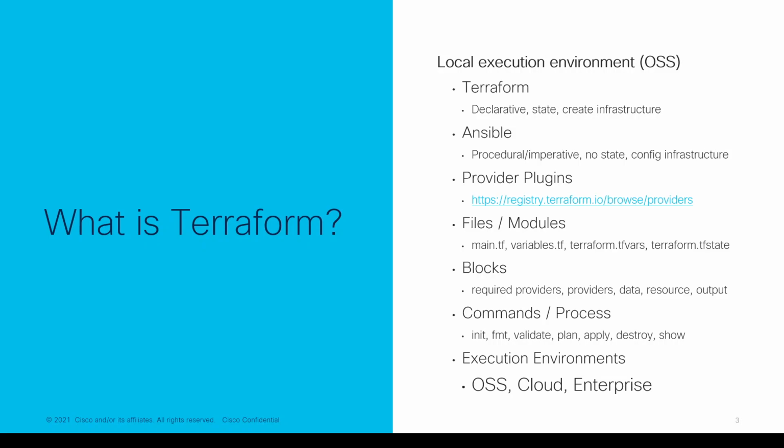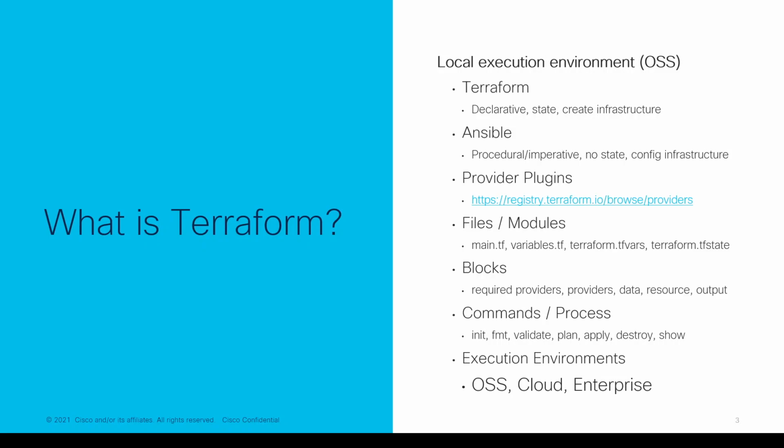Now, in terms of files and modules, the way that we write Terraform code is in files. And so I've listed 4 files here. We've got main.tf, variables.tf, terraform.tfvars, and terraform.tfstate. Now, main.tf, the idea here is that this is where you're going to write most of your code that creates different types of resources on whatever target system it is that you're trying to provision resources on.